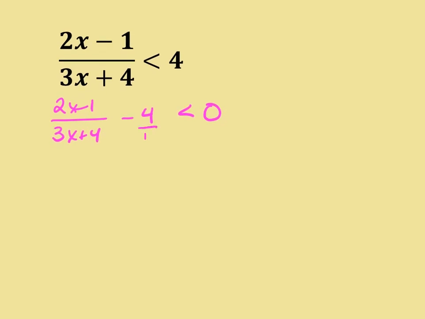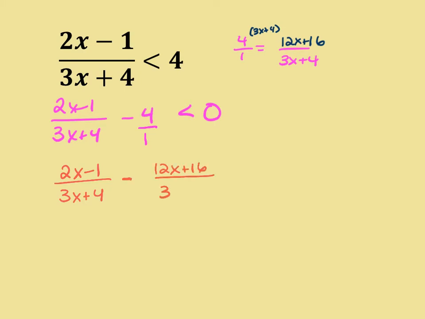Now I need 4 over 1 to become something over 3x plus 4. So I have to multiply that 4 by 3x plus 4, and I get 12x plus 16. And it's a minus in between, so it's 12x plus 16 over 3x plus 4. And then I distribute that minus. So 2x minus 1 minus 12x minus 16 all over 3x plus 4.